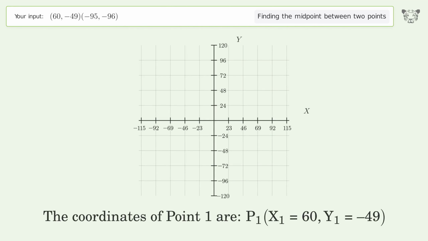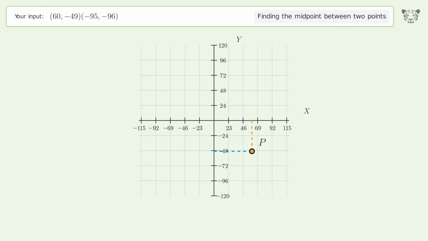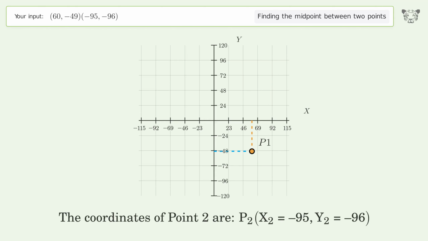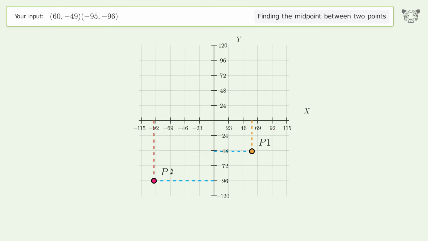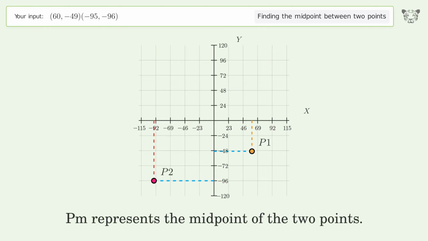The coordinates of point 1 are x1 equals 60, y1 equals -49. The coordinates of point 2 are x2 equals -95, y2 equals -96. PM represents the midpoint of the 2 points.